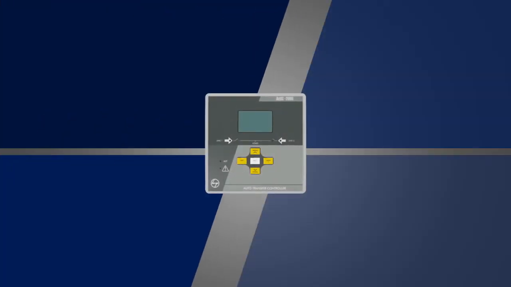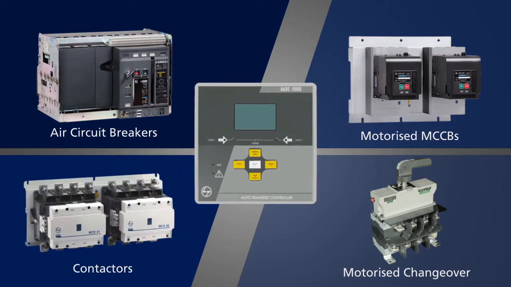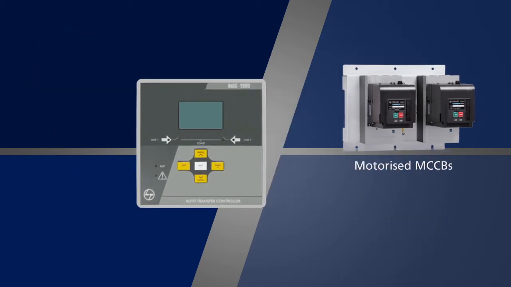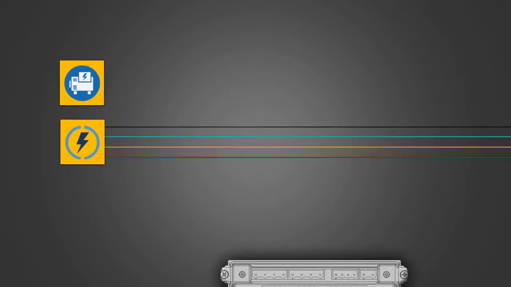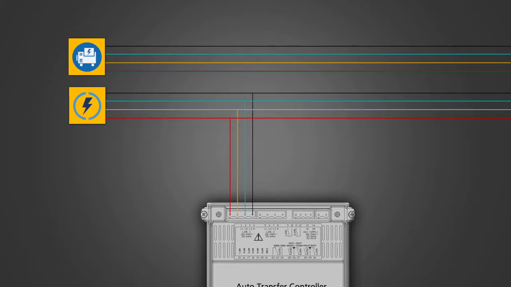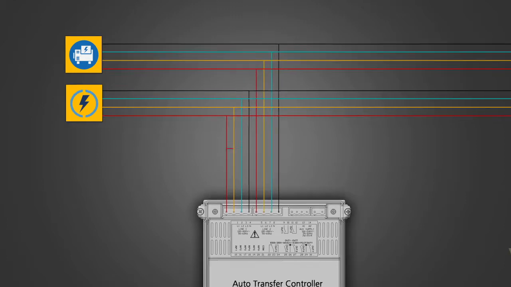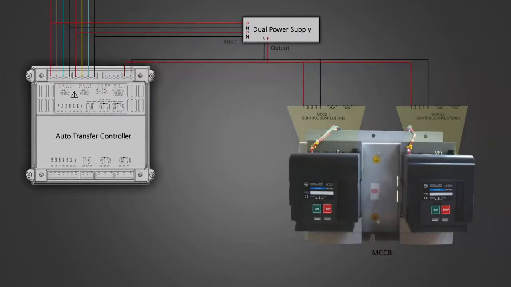Let us see the connection and programming for Auxc2000 Auto Transfer Controller or ATC with motorized MCCBs. These are the two power supply sources. Line 1 is coming from utility and is also the priority line. Line 2 is the backup supply coming from the generator. A dual power supply is used for auxiliary supply connection of ATC and the motorized MCCBs.